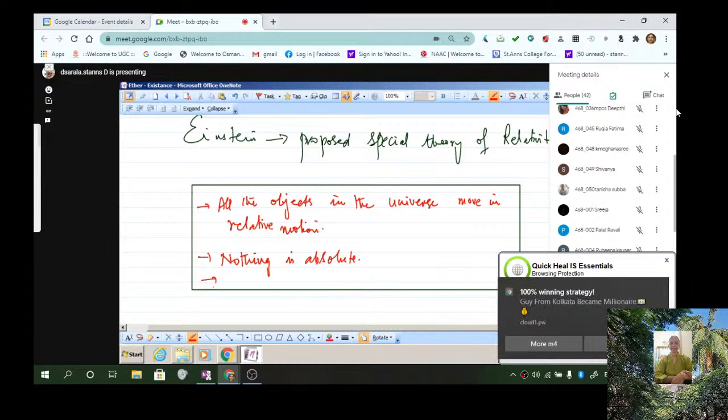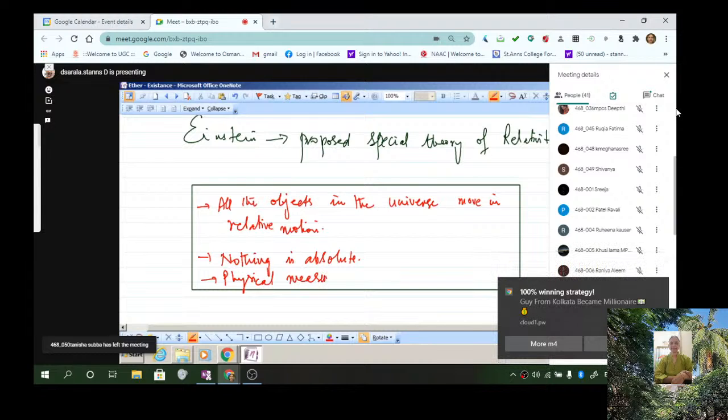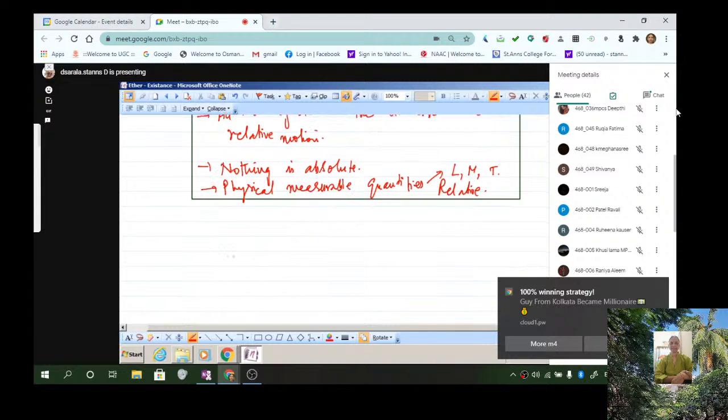So all physical measurable quantities. What are the fundamental measurable quantities? Length, mass and time, which you studied in your intermediate. These are all relative in nature. When you say length is 5 meters, it is short compared to 30 meters, or it is longer compared to 1 meter. These are all very familiar day-to-day examples that you can think of when you are talking about relative motion.